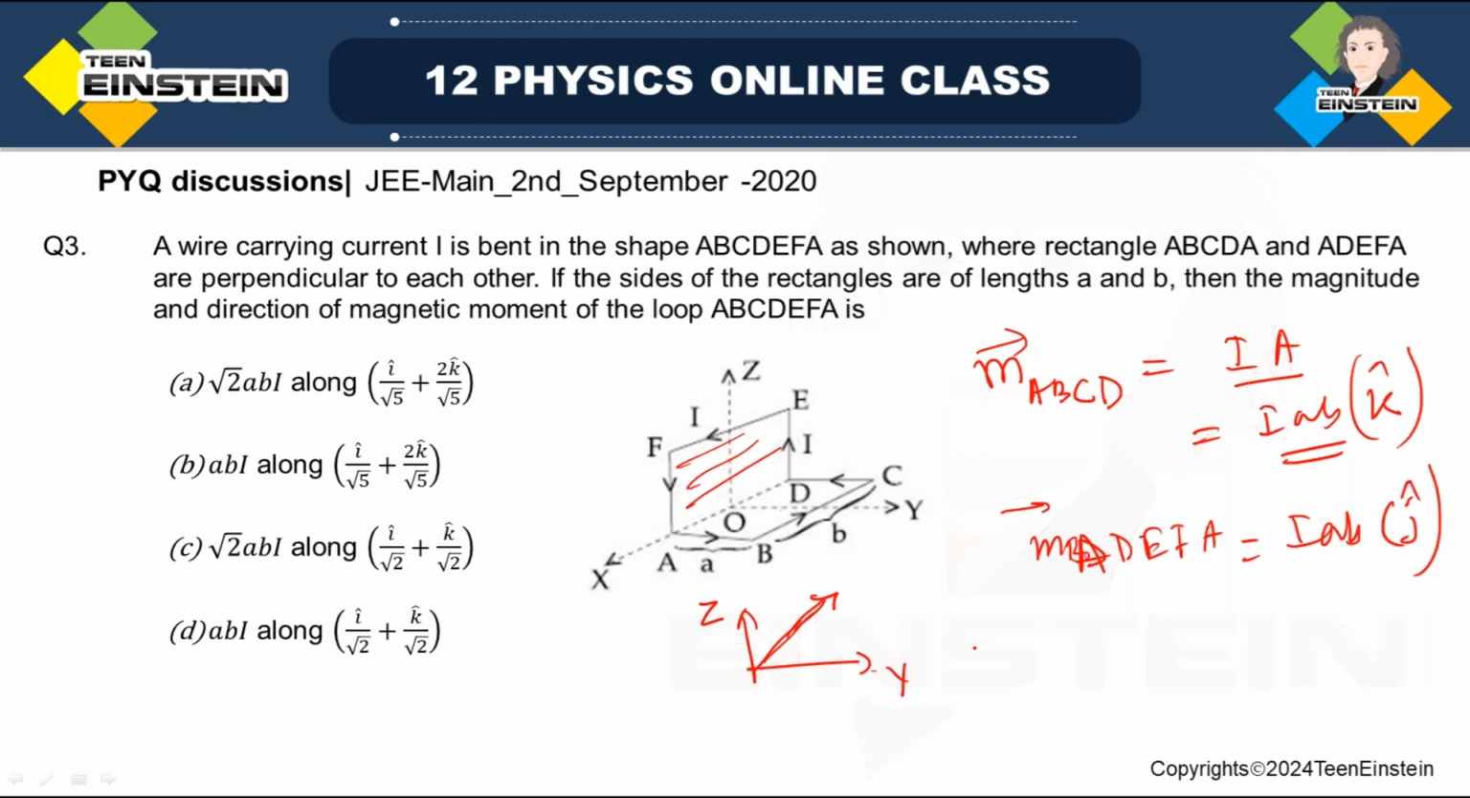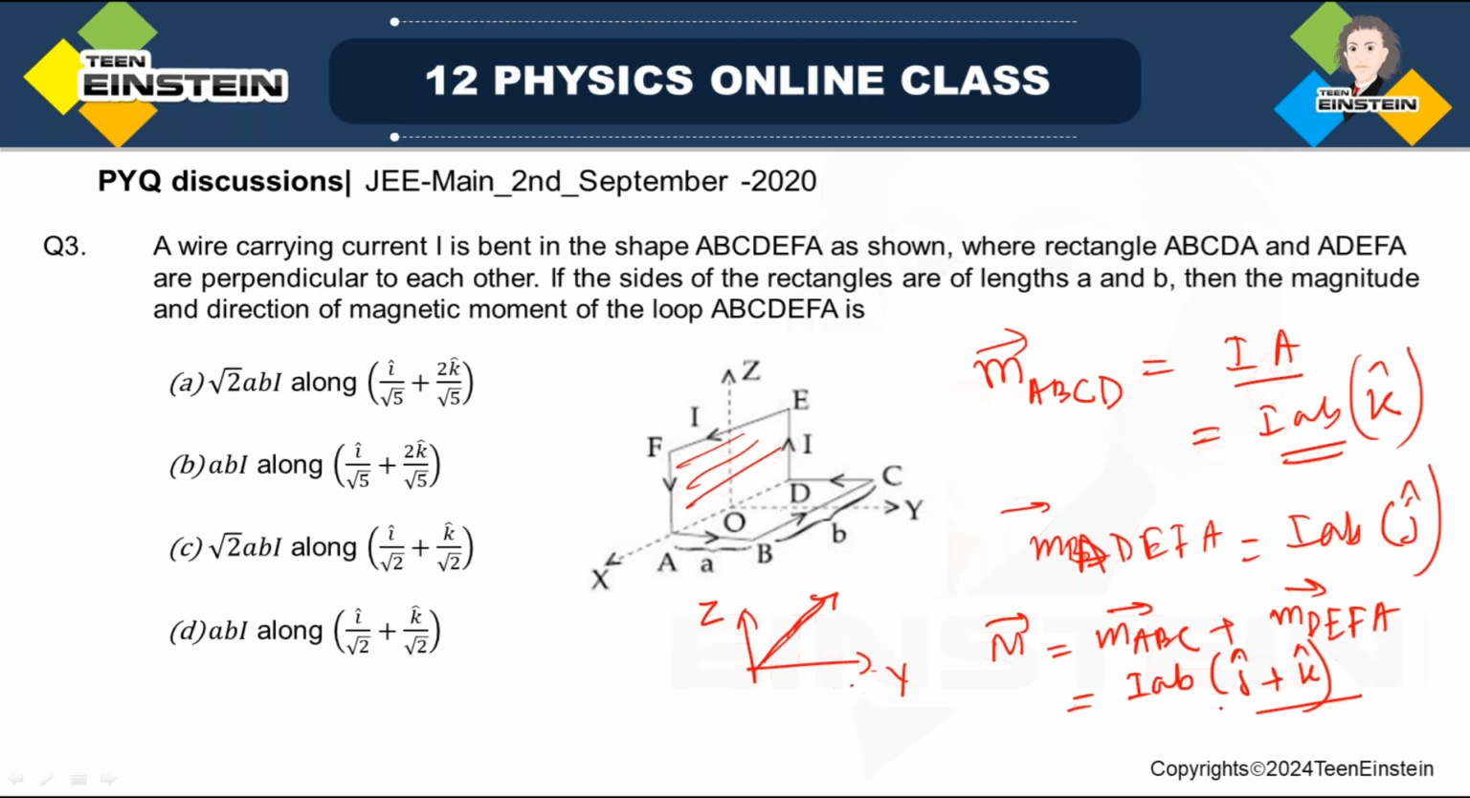I have the total magnetic moment, M ABCD vector plus M DEFA vector. M ABCD is along the z direction, and M DEFA is another vector along the y direction. Taking IAB common, I have IAB times (j cap plus k cap). This is a vector quantity, and I have to get both the magnitude and direction.